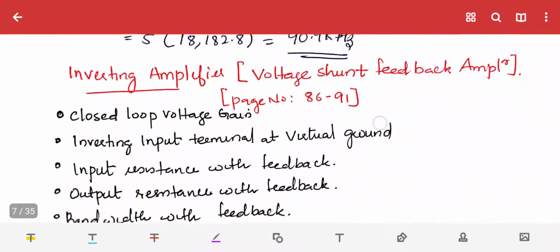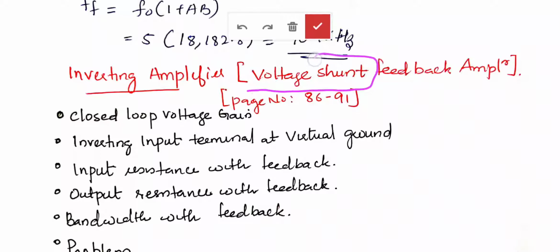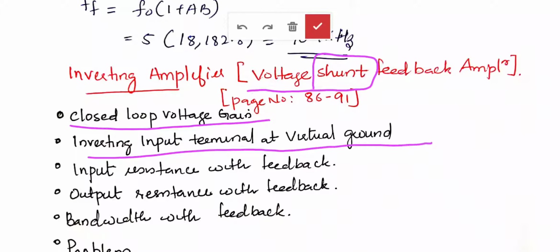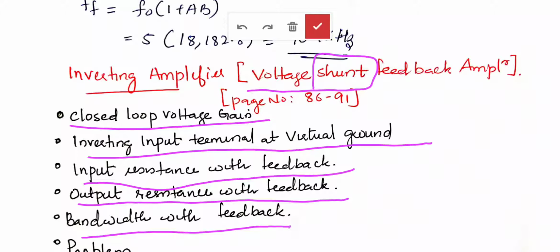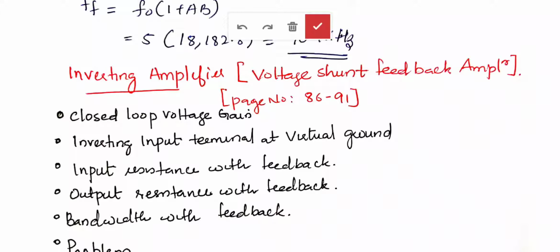So inverting amplifier is nothing but an example of a voltage shunt feedback amplifier. So voltage shunt: input connection is parallel, output is parallel. Voltage means output is also parallel, input is also parallel. So the input resistance and output resistance have to decrease by a factor of 1 plus A beta. So under this topic, what all things we have to study is closed loop voltage gain, inverting input terminal at virtual ground, input resistance with feedback, output resistance with feedback, bandwidth with feedback, and a problem. So in the same way what we have explained for non-inverting amplifier, we have to study inverting also.